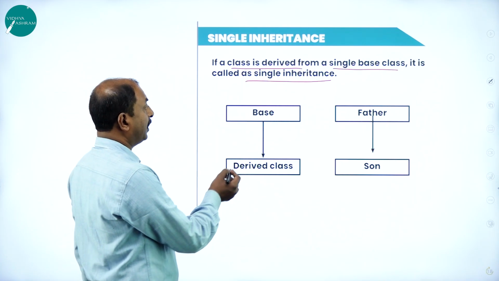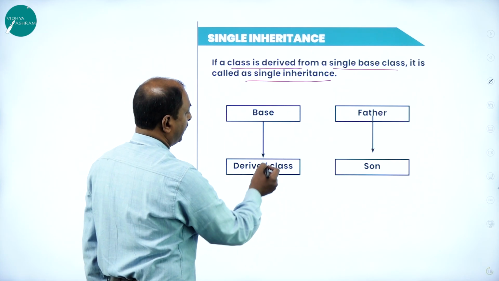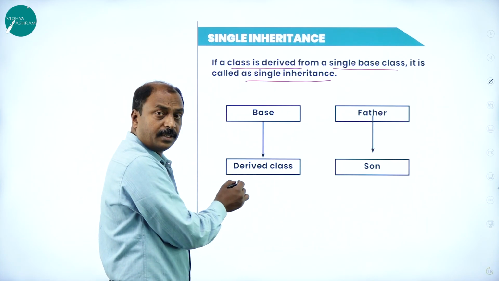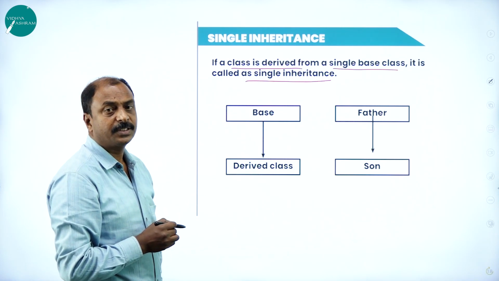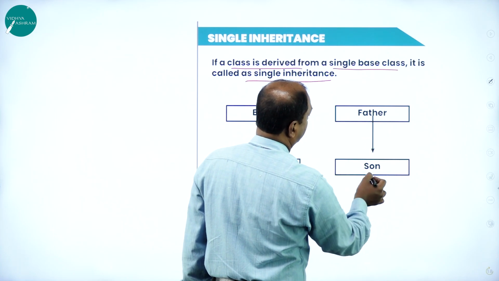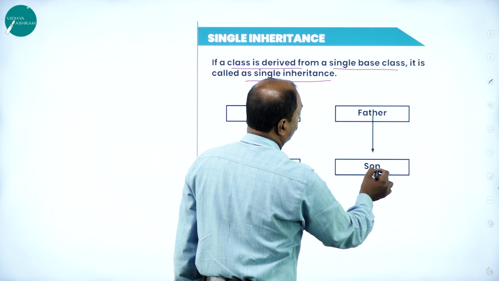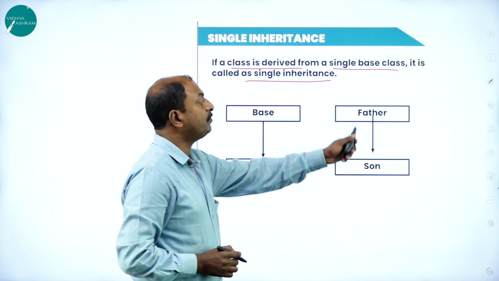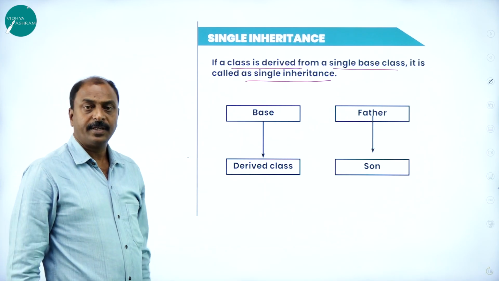Look at the example. This is how we represent schematically the base class and derived class. Only one class is derived from this base class. That's the definition of single level inheritance. And here again, father and son. Father is the base class and son is the only one class derived from father. This is single level inheritance.